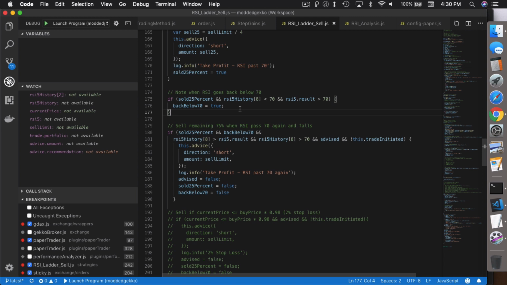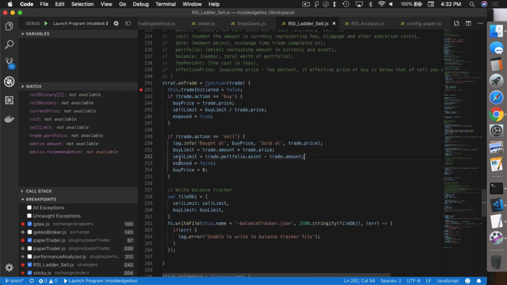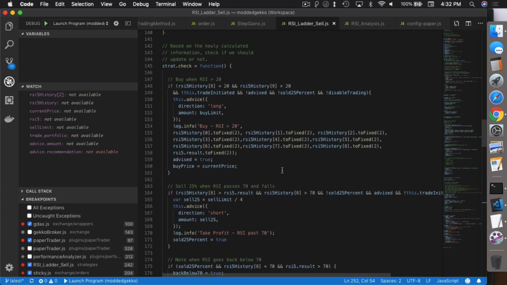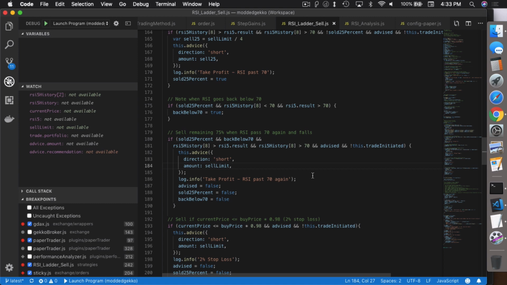So this one gets triggered in the previous candle or the candle even before that, and this one gets triggered either 1, 2, 3, or 4 candles later. That is the idea, so that it will sell the rest of it. And the amount, we're just going to say sell limit. In the on trade function and the sell function here, we also update the buy limit and sell limit on the sell, so that we know how much we have left in the sell limit. Going back up here, the sell limit would be the accurate amount, basically whatever is left of the 75% that is left to sell. Once it sells that, it completes the cycle and we have sold 100% of what we bought to begin with.